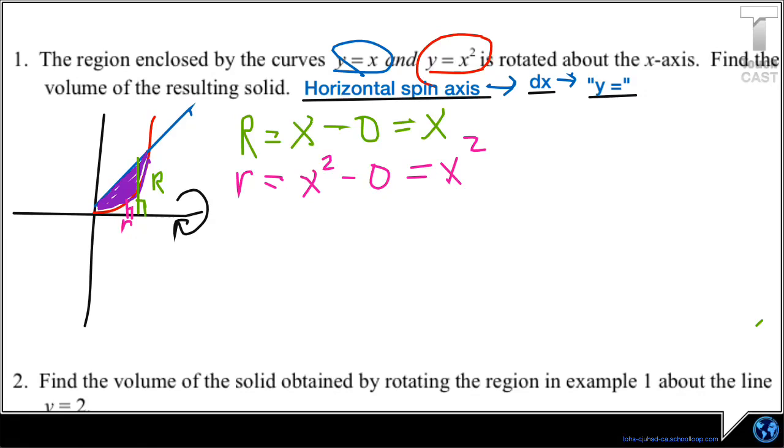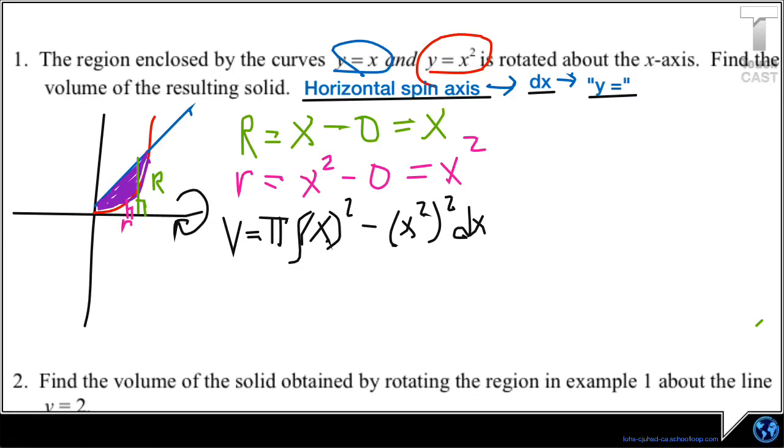So now I'm ready to write my volume formula. So notice I've substituted in x for the large radius, and I've substituted in x squared for the small radius. Now, since I'm integrating with respect to x, I need to see the leftmost boundary for x, which appears to be 0, and the rightmost boundary for x, which of course would be 1, because that's where my two graphs intersect. So I'll be going from 0 to 1 for my boundaries.